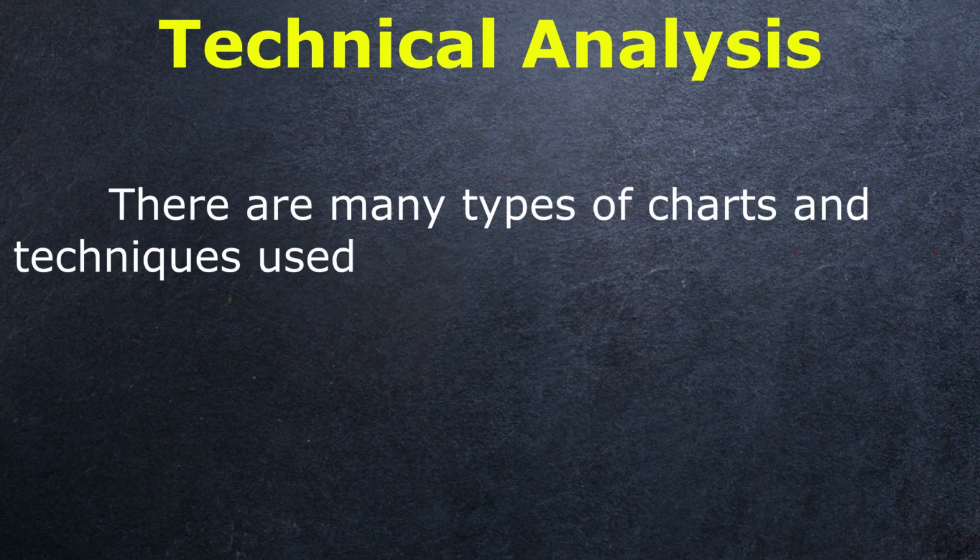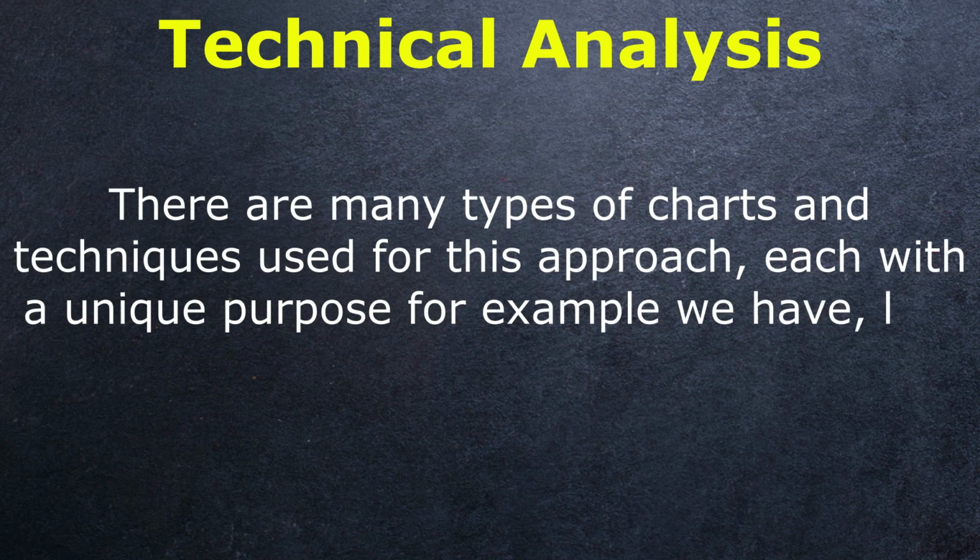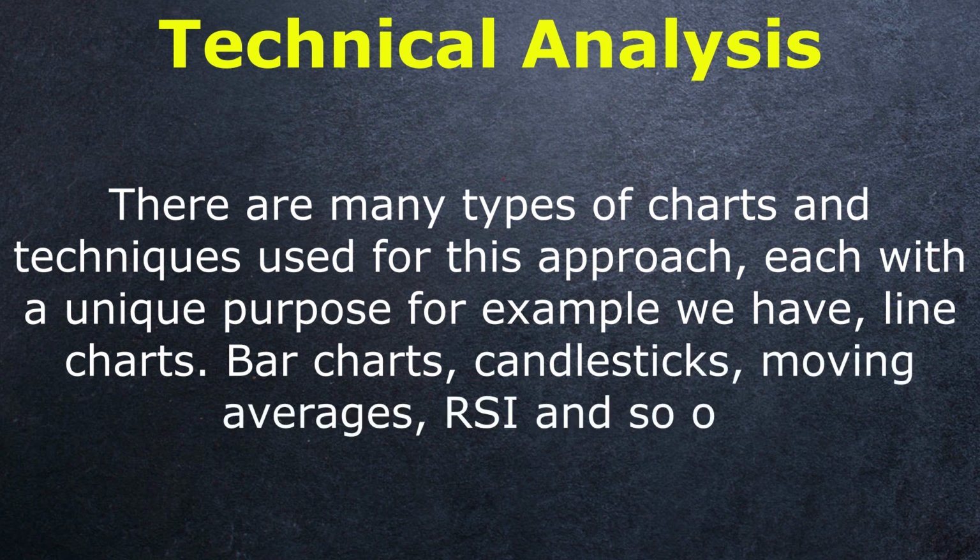So there are different types of charts and techniques used for this approach, each with a unique purpose or use. For example, we have the line charts, the bar charts, the candlesticks, and then for indicators we have the moving average, we have the RSI, which is the relative strength index, and many more, right? So there's a lot of these indicators. We're actually going to expand a little bit more on that later in this video. So right now let's quickly expand on technical analysis basics, right?